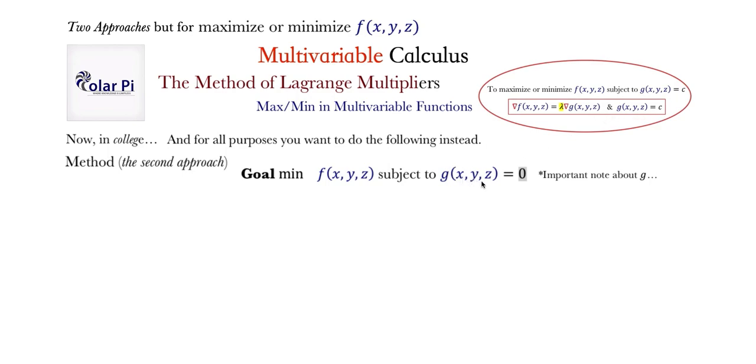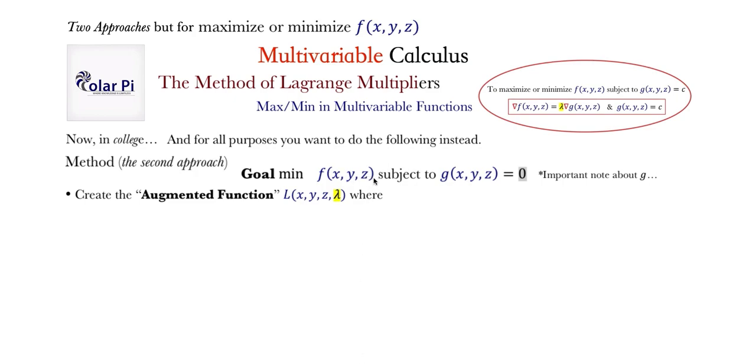So here, g of x, y, z, notice, is equal to 0, whereas here it says g of x, y, z is equal to c. So in this g, in the second approach, this g function is this g function minus the c. That way it's equal to 0. Very, very important, because if you set it up in any way different from the detail that I just pointed out, the two methods or the two approaches are not going to be the same.